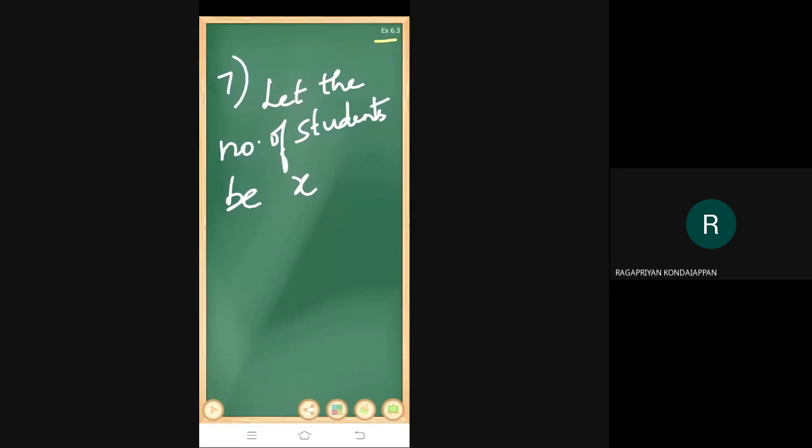Let the number of students in the class be x. So if the number of students is x, then the amount donated.